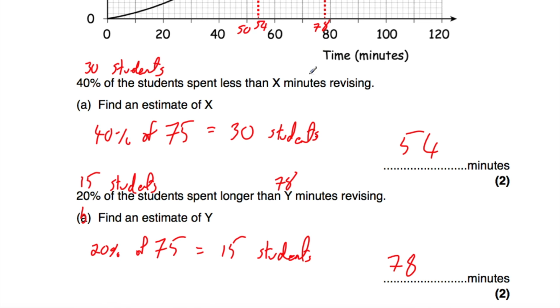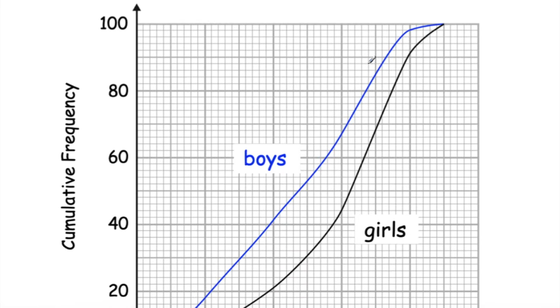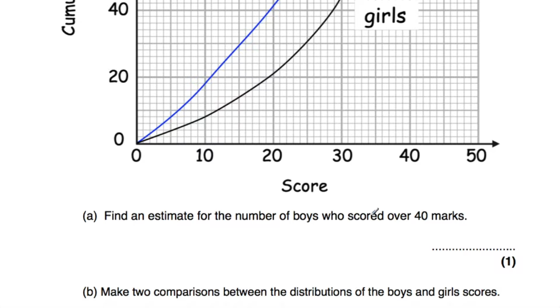Okay, let's look at our next question, question number 17. We're told that a teacher gave 100 boys and 100 girls a maths test, and the test was out of 45 marks, and the cumulative frequency shows how each group performed. We've got the blue curve for the boys and the black curve for the girls, and they're labelled. Part A says find an estimate for the number of boys that scored over 40 marks.